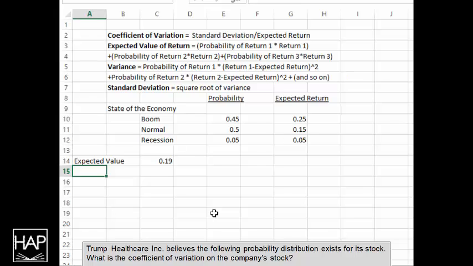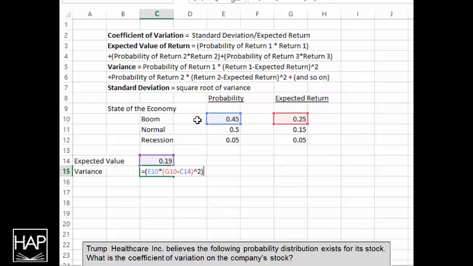Now I need to calculate the variance. This is the long one. So the variance is going to be the probability of return 1, so the probability of a boom, multiplied by the expected return in the boom minus the overall expected return that I calculated. And I'm going to square that.